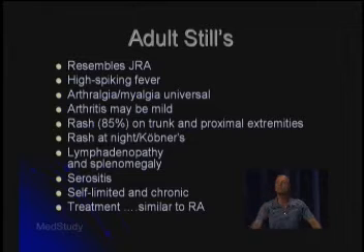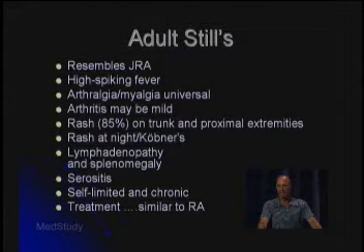However, what they do love on the boards is the adult Still's question. The adult who has a rash and a fever and joint pain is adult Still's. They have arthralgias and myalgias. The arthritis might not be that prominent. The rash is on the trunk and proximal extremities.